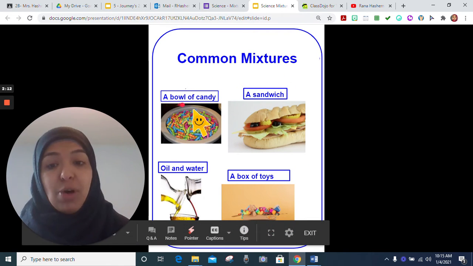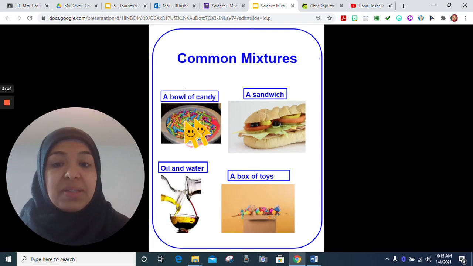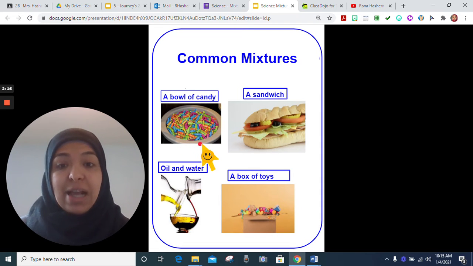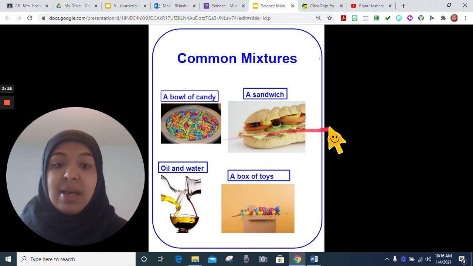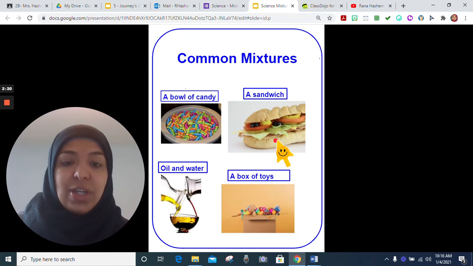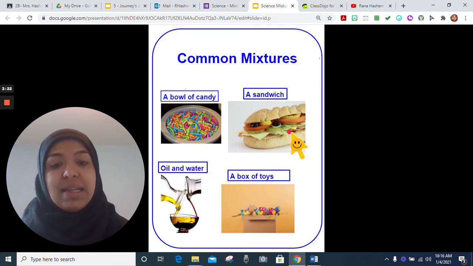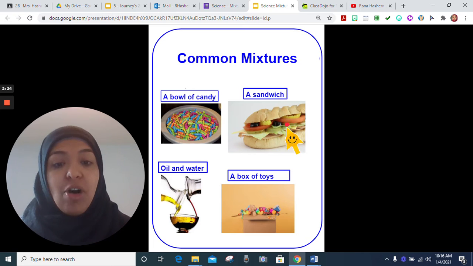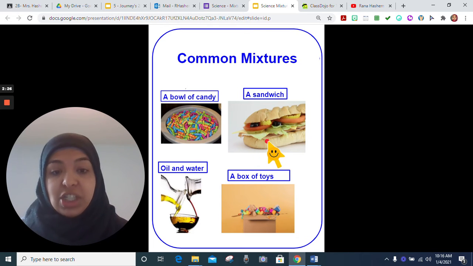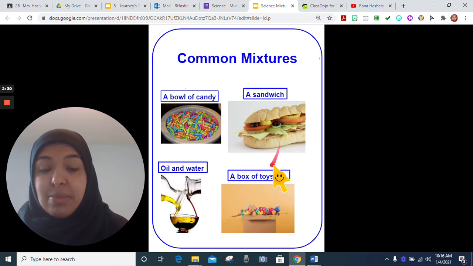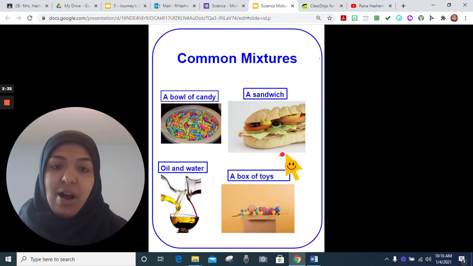These are some examples of common mixtures. For example, a bowl of candy. Look at all these different colored candies that you can actually go ahead and sort them. Look at this sandwich. It has a lot of things in it. The lettuce, the pickles, the mayo, the cheese, and the ham and the buns. This is a mixture of items.